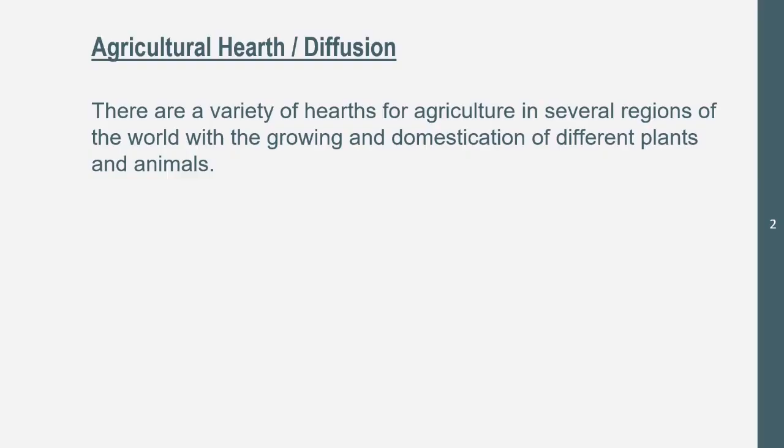So, agricultural hearth and diffusion. There are a variety of hearths for agriculture in several regions of the world with the growing and domestication of different plants and animals. So basically, we have different plants, animals, and crops being grown in different parts of the world and going to different parts of the world. So you're going to see different foods being produced and sold in different parts of the world.